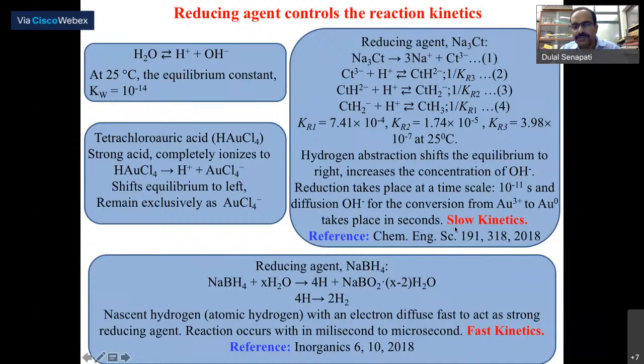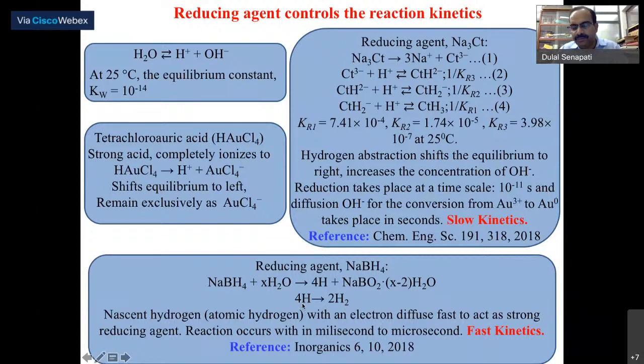Okay, so that's why the reaction kinetics is very slow when we reduce it by trisodium citrate. But now think about when we use the reducing agent as sodium borohydride. As soon as you mix the sodium borohydride with water, which is very hygroscopic, immediately each molecule of sodium borohydride will generate 4 nascent hydrogen and NaBO2. These 4 nascent hydrogen finally will make 2 molecules of H2.